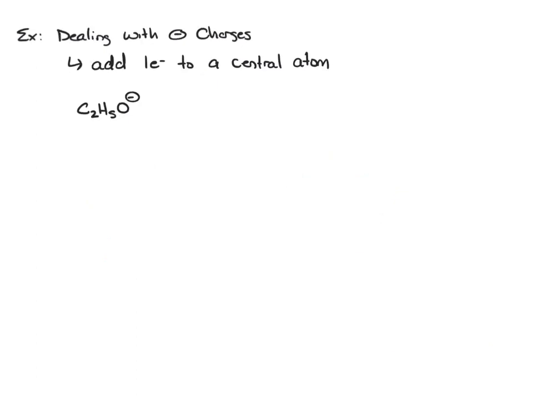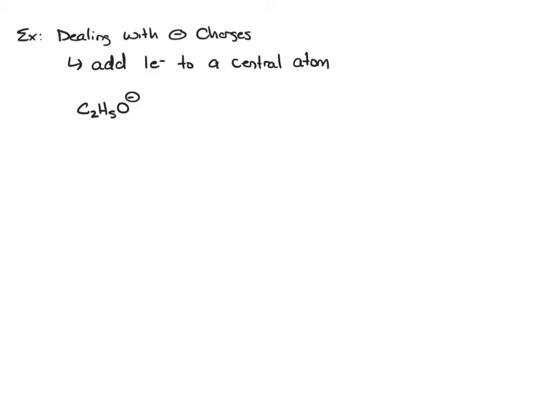So now let's look at how we deal with a negative charge. And for it, it's the opposite of what we did with positive charges. Instead of removing an electron, we add an electron to a central atom. And when I say central atom, it's not that it can't be at the end of the molecule, it's just one of the atoms that can form multiple bonds. So don't try to add the electron to a hydrogen or a halogen.